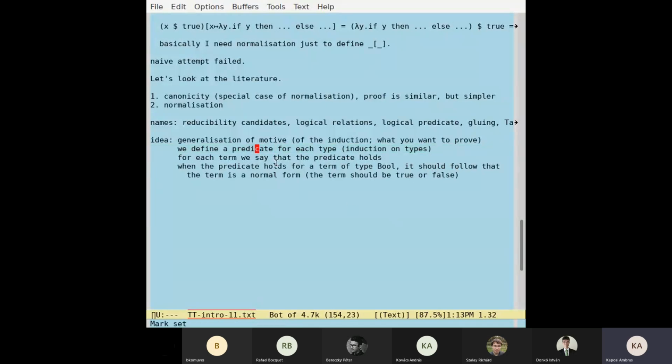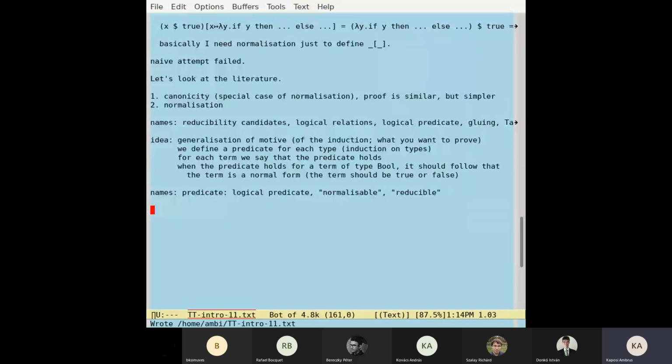These predicates are called logical predicates. They are also sometimes named by the thing that they express, so the predicate is also called normalizable, or reducible. The predicate says, for each type, what it means that its elements are normalizable. And then in the end, we prove that every term is normalizable. And because normalizable implies that you can really normalize it, we get normalization.